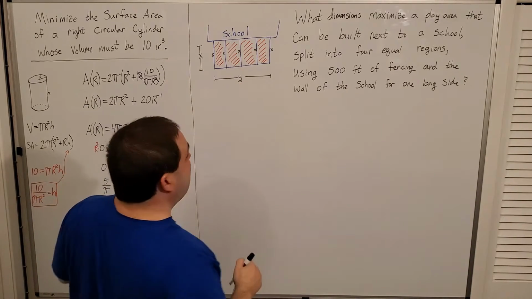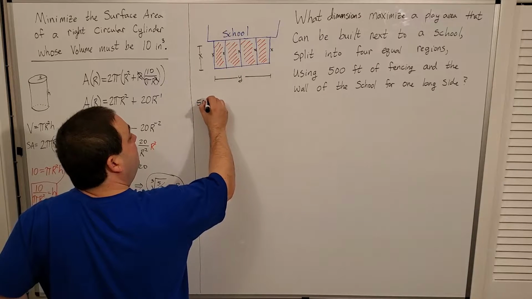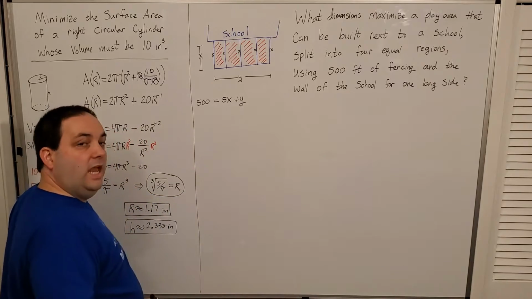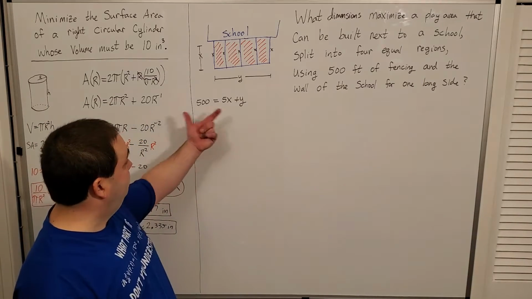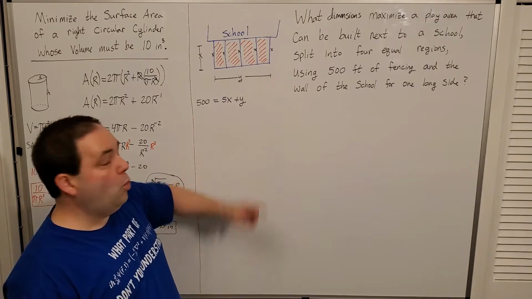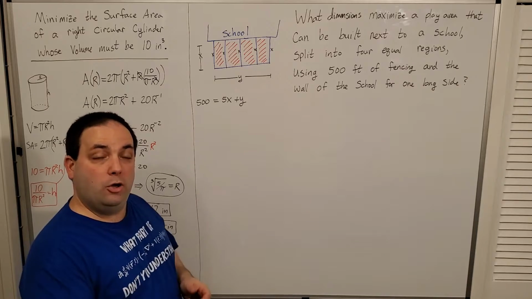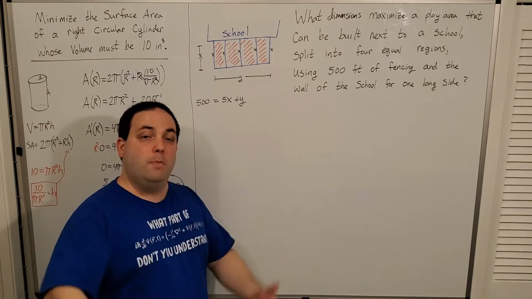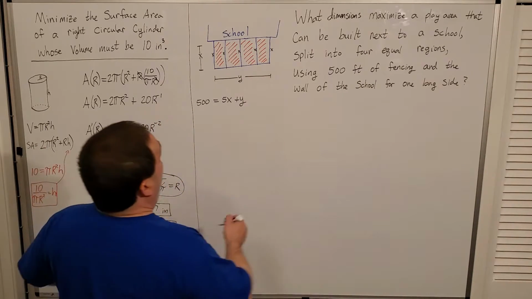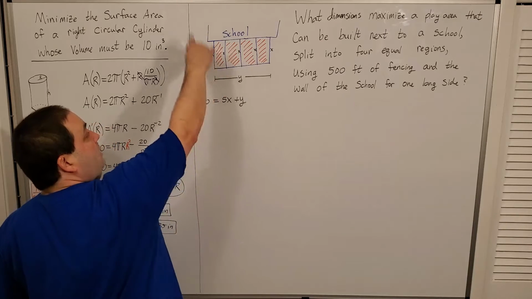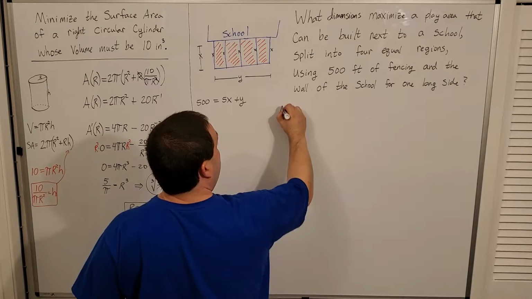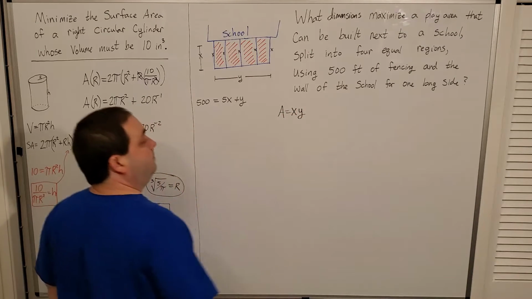Okay, so total fencing is 500 feet. And I'm adding up 5 X's and 1 Y in length. There's my constraint equation. The total amount of fencing has to give me 5 X lengths and 1 Y length. And then X and Y are going to be the dimensions that I figure out to maximize the area of the playground, right? Okay, well, what's the area of the whole playground? Length times width, X times Y. So my area is just X times Y.